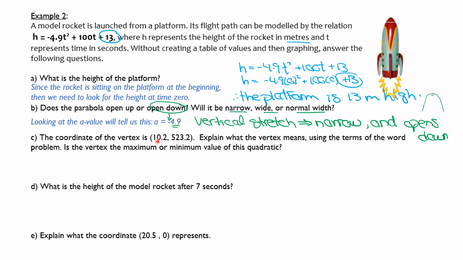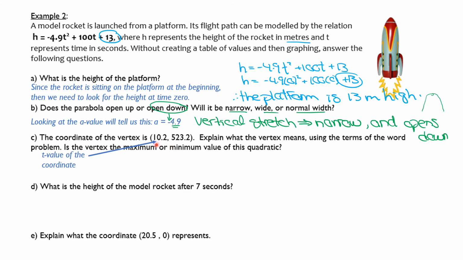Part C, the coordinate of the vertex is 10.2, 523.2. Explain what the vertex means using the terms of the word problem. Is the vertex a maximum or minimum? We already talked about that, right? The vertex over here, we already know if it's a maximum or minimum, but let's take this one step at a time.